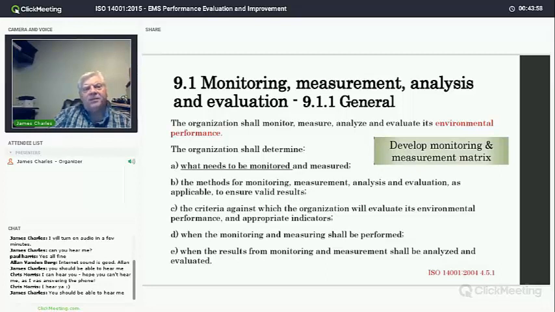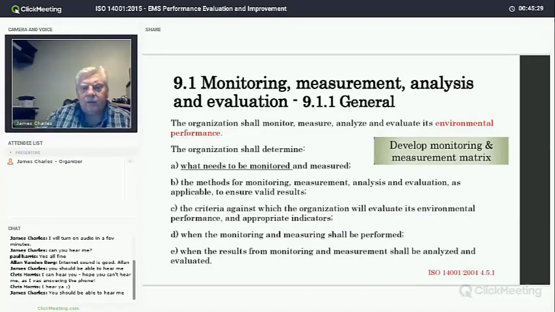And what I've always told people in the past is, if you have a significant aspect that's difficult to measure, it might not really be significant. And then we start to question, instead of having 15 significant aspects, why we don't only have maybe 6, 7, or 8 of them. Okay, monitoring and measurement matrix.